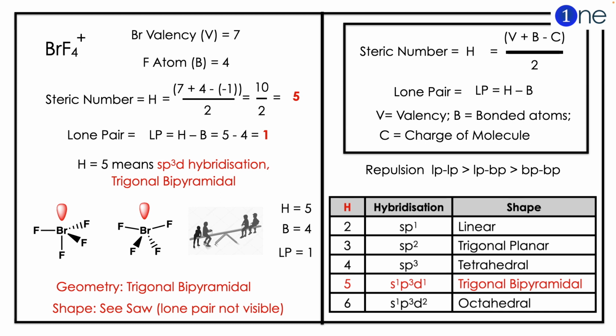bipyramidal. You have one lone pair, meaning it's a trigonal bipyramidal structure with a lone pair. If you really look at it, it will be like a seesaw structure. So the shape of BrF4 plus is a seesaw structure.